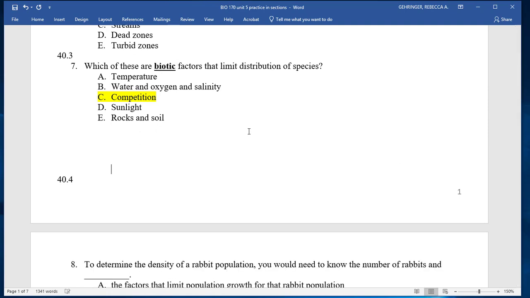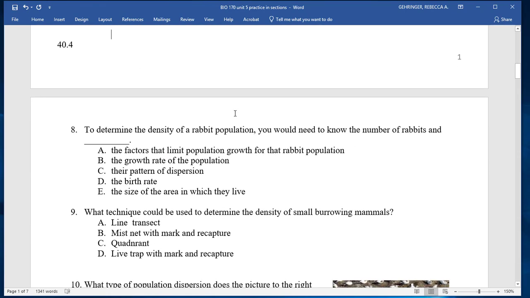So number 8 then, to determine the density of a rabbit population, you would need to know the number of rabbits and the factors that limit population growth for that rabbit population, the growth rate of the population, their pattern of dispersion, their birth rate, or the size of the area in which they live. To get density, we need to know critters per unit area, so E is our answer for 8.